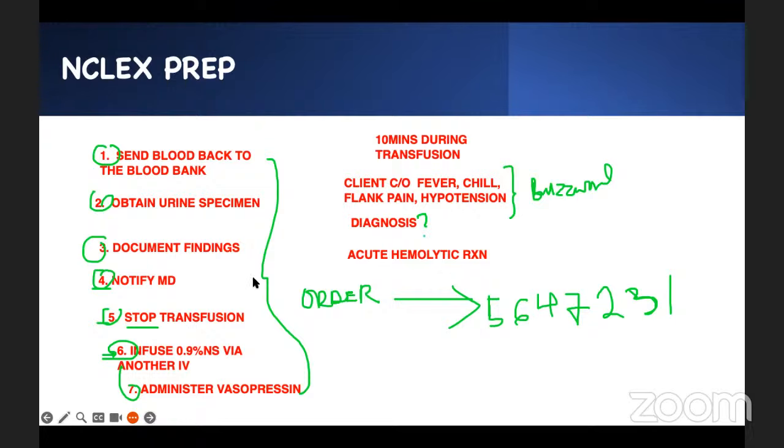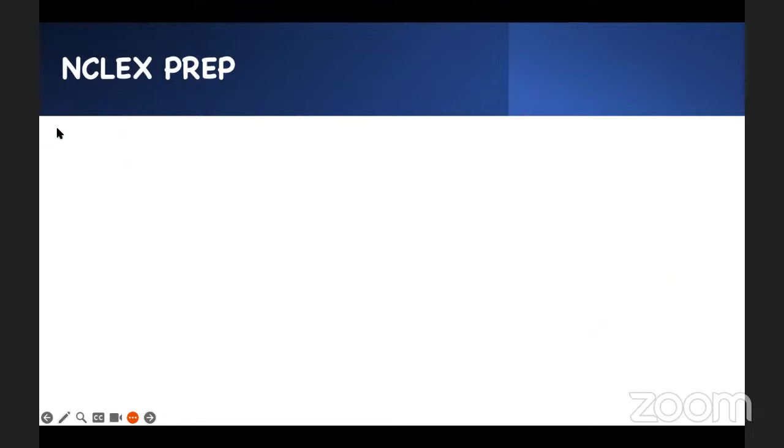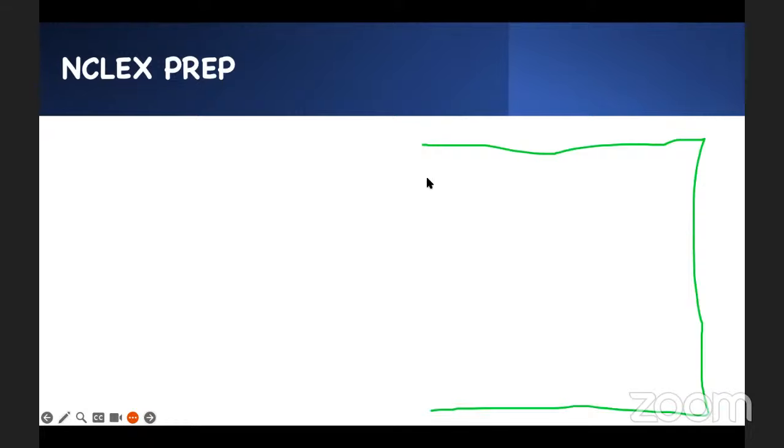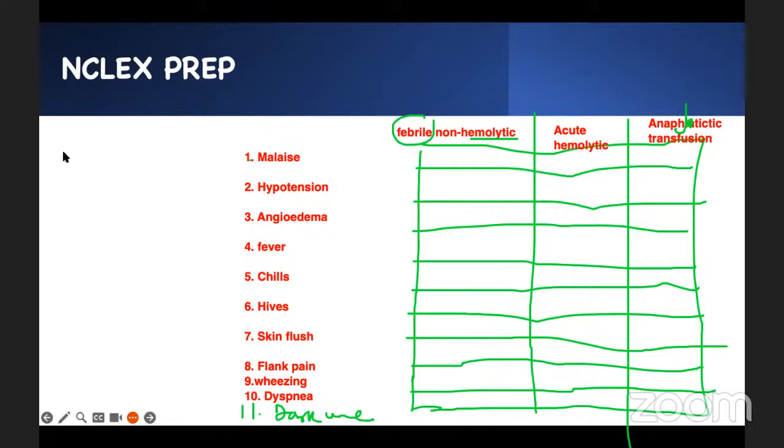So there's a new graduate standing there, who asks you, okay, nurse, what is going on? I need you to tell me the difference between this kind of transfusion reaction. I need to master them so that I can figure it out next time. Okay, it's anaphylactic. Anaphylactic reaction.